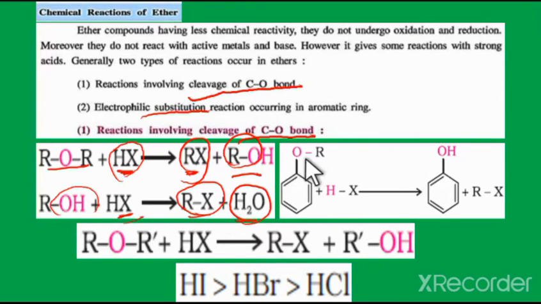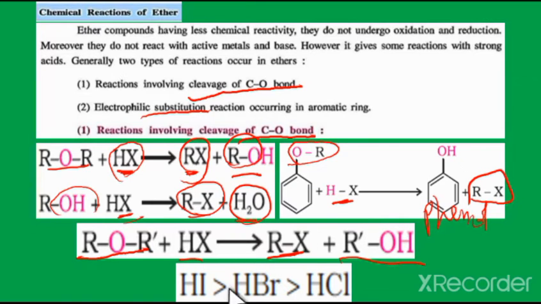Similarly, when an aromatic ether, that is alkoxybenzene, is treated with a hydrogen halide, we obtain phenol and, in addition, an alkyl halide. In the case of symmetrical and unsymmetrical ethers, we also obtain the same kind of products. When an unsymmetrical ether is treated with a hydrogen halide, we obtain the alkyl halide plus the alcohol.